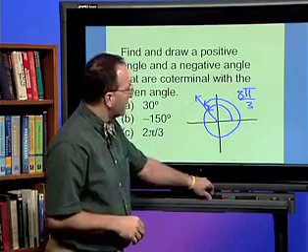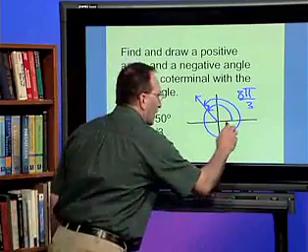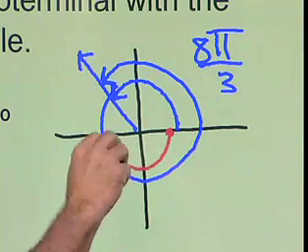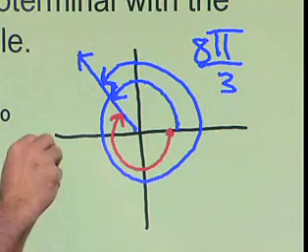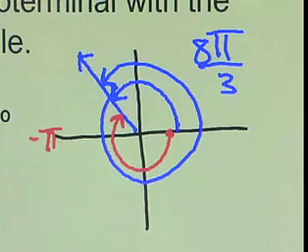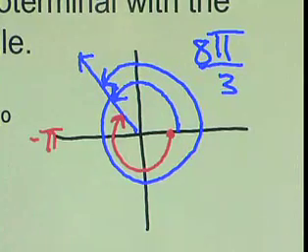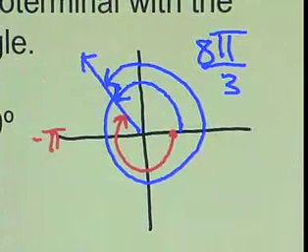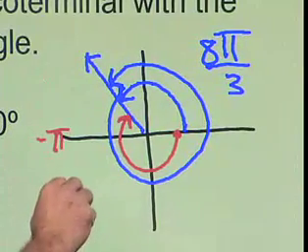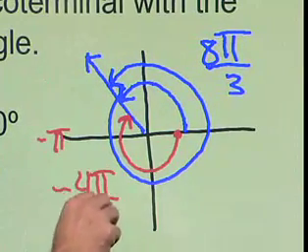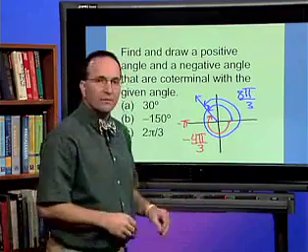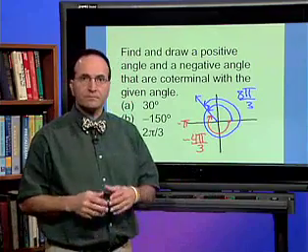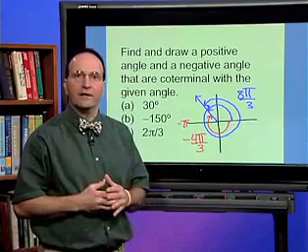For the negative angle, we would simply start here and go in this direction. I can get this a variety of ways as well. Remember, coming over to here is the equivalent of negative pi, and then I go an additional pi over 3. So that's negative 4 pi over 3. And those are my two coterminal angles for that angle of 2 pi over 3.